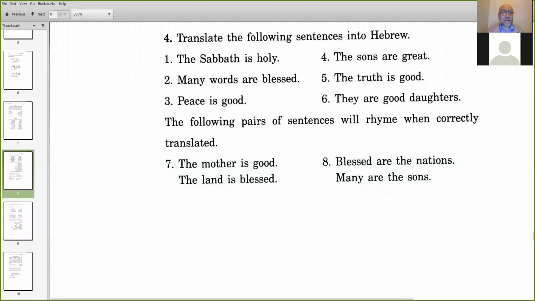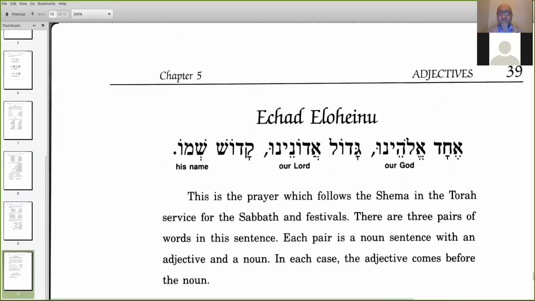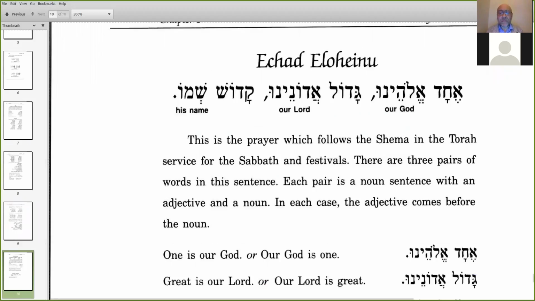So let me open up our screen here, and we're going to go to chapter 5, Prayerbook Hebrew the easy way. Now I've got this set at the exercise 4, which is where we left off the last time. But before I do that, let's take this down to the prayer and look at this real quick here.